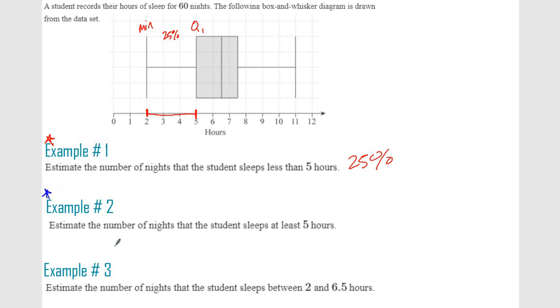Let's see example 2. Number of nights the student sleeps at least 5 hours. So they could sleep more. So that's on this part. They can sleep anywhere from 5 to 11 hours. If that's 25%, remember this is 25, this is 25, and this is 25. So this represents 75%.